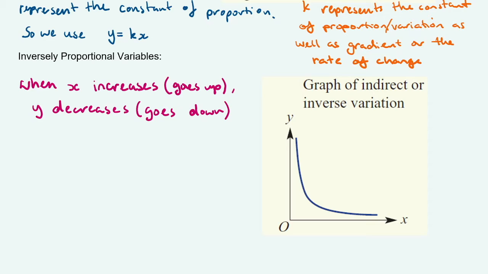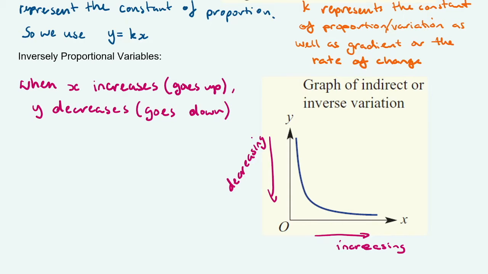And we still use that same idea of the y equals kx. We're just using slightly different numbers. Okay, and you can see here in this graph, right, x is increasing that way, and y is decreasing this way. Okay, so for direct, it's going up at the same. For inverse, one is going up while one is going down. Okay.